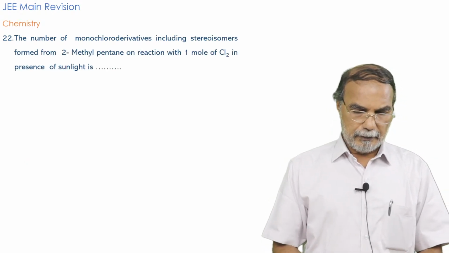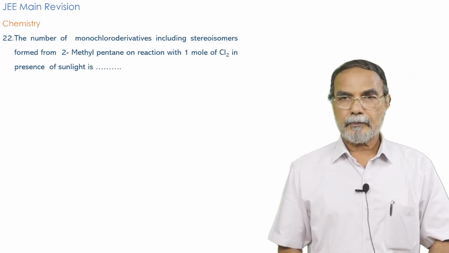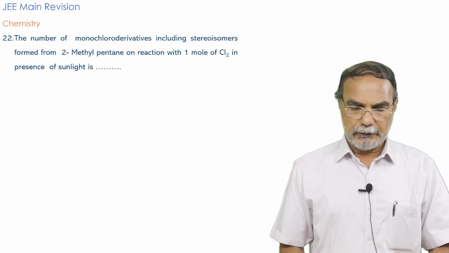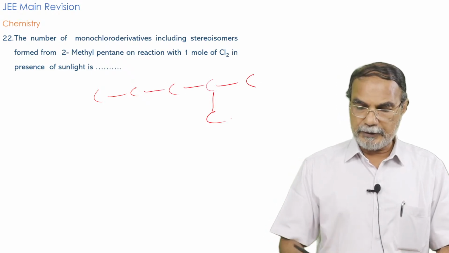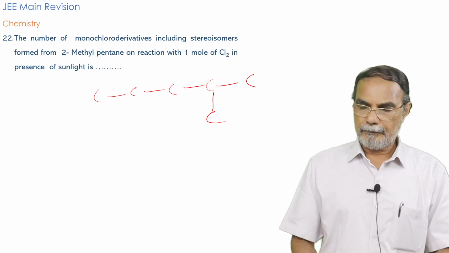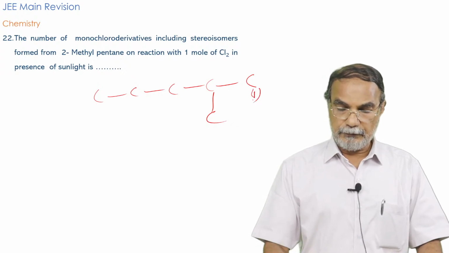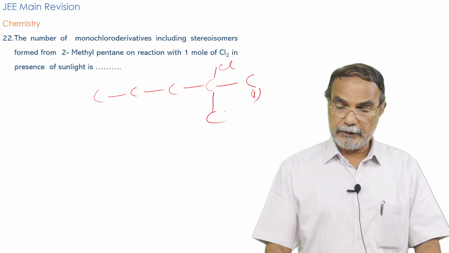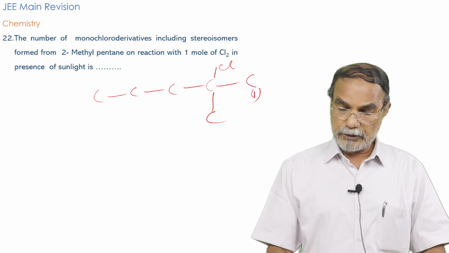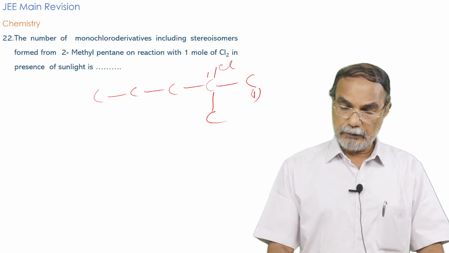Again, the next question is about the number of monochloride derivatives, perhaps a repetitive sort of question, including stereoisomers of 2-methylpentane. This is 2-methylpentane. Reaction with 1 mole chlorine. If the chlorine is substituted here, there is no stereochemistry and you get only one compound. But if the chlorine is substituted here, then also at this carbon, these 2 methyl groups are same, and therefore when the chlorine is substituted here, you have only one compound.